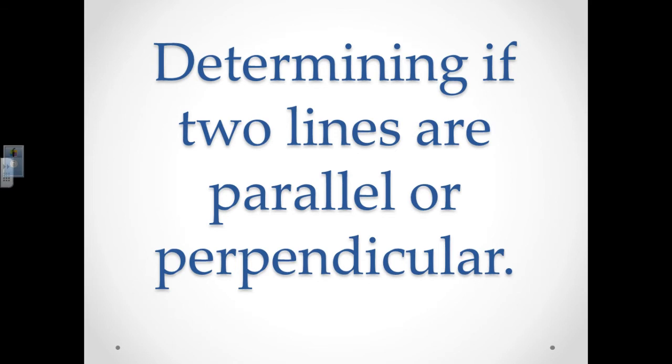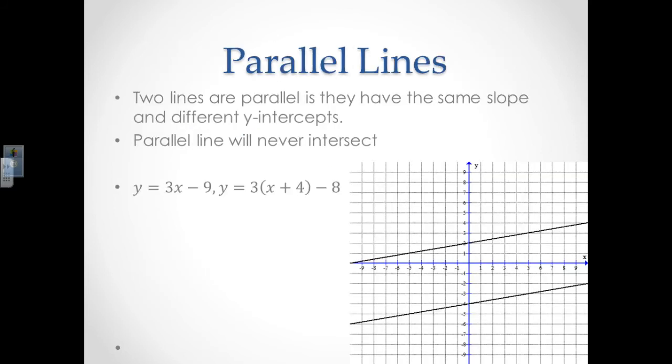Okay, today we are going to talk about determining if two lines are parallel or perpendicular or possibly neither. Now, before we do that, let's talk about what parallel lines are. Two lines are parallel if they have the same slope and different y-intercepts. So parallel lines will never intersect.